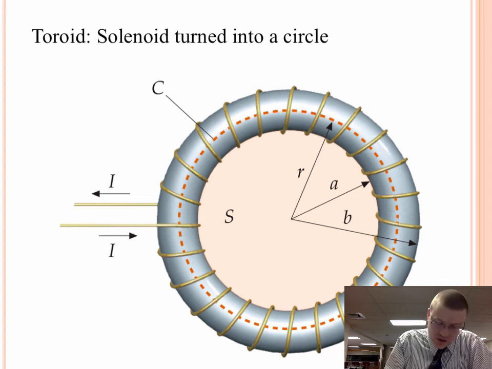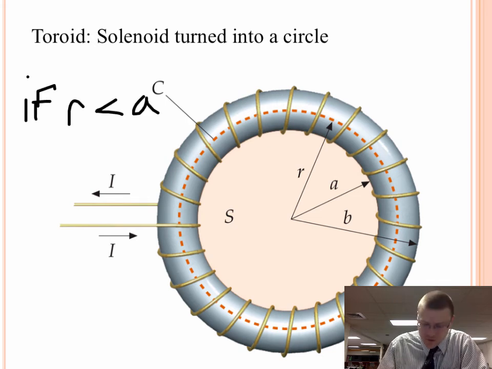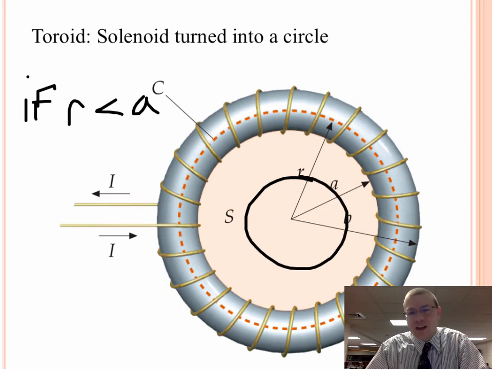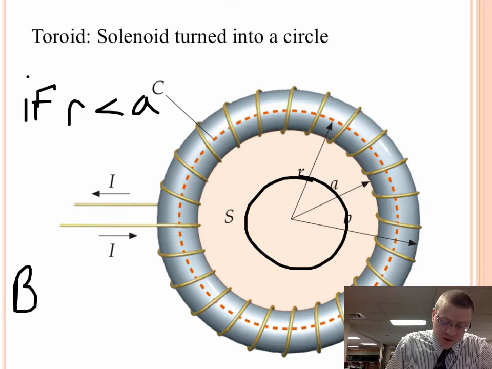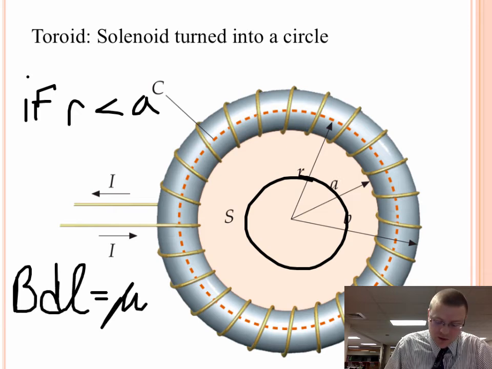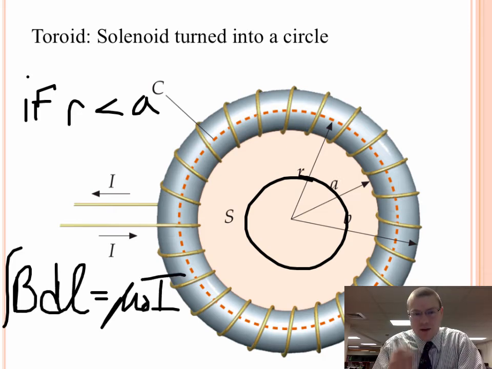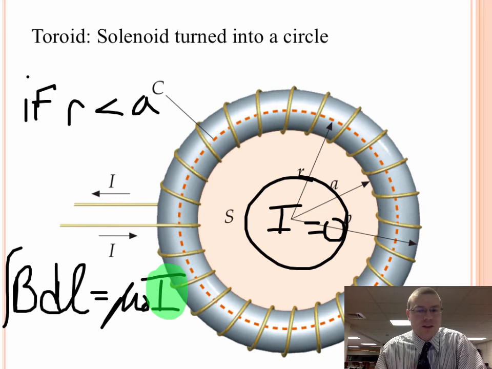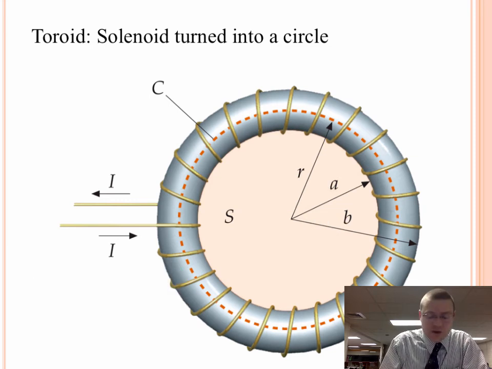So scenario 1, what if R is less than A? So what if I make an Amperian loop that is inside radius A? Well, based off of Ampere's law, B dot dl equals mu 0 I, to see if there's a magnetic field strength, remember I've got to have a current that passes through the Amperian loop. Here, there is no current that's passing through the loop. So that means there is no magnetic field inside the center. Let's go to the other extreme.